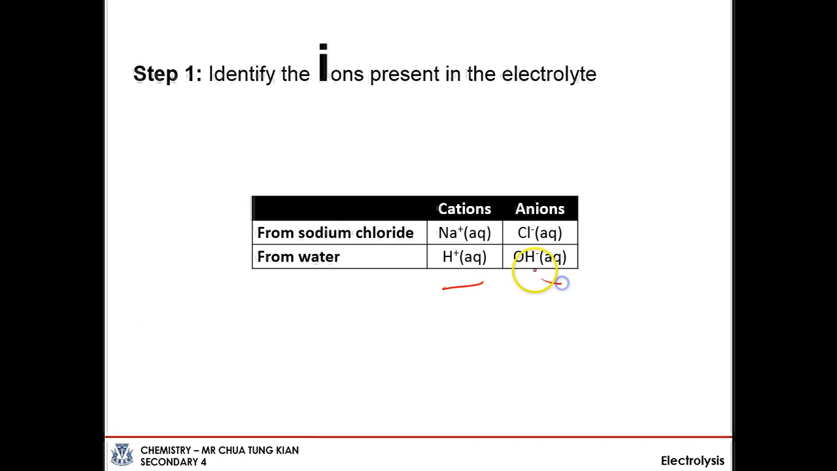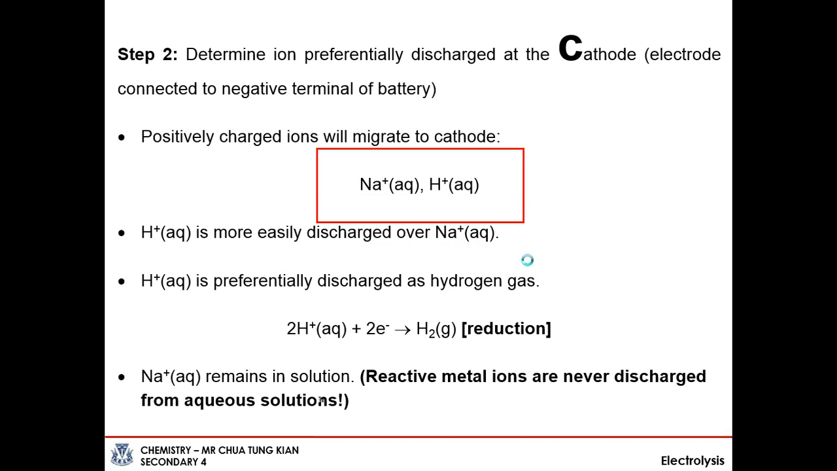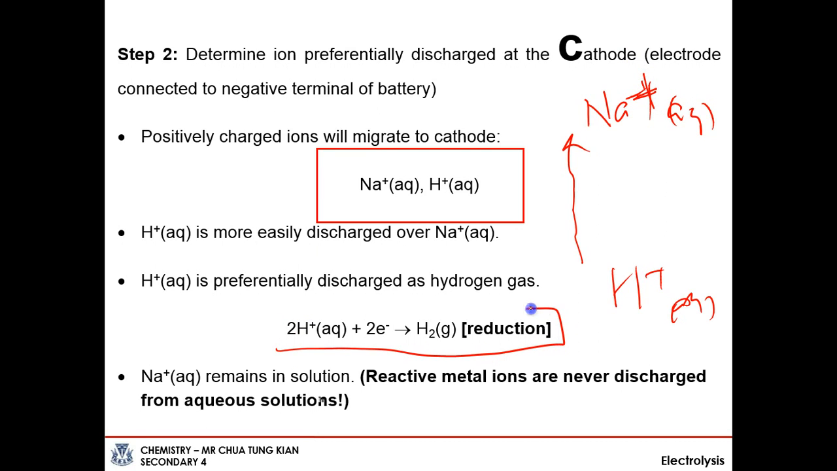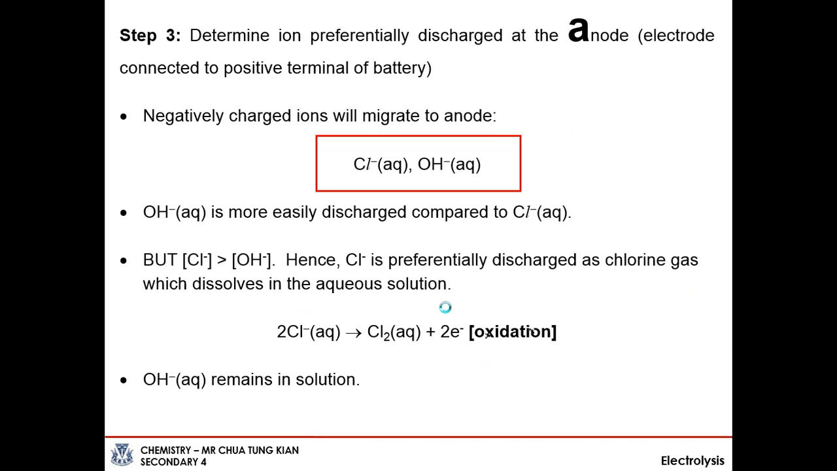So identify the ions, no change. Na plus, Cl minus, H plus, and OH minus, no change. But now this is a little bit different. At the cathode, you still have Na plus and H plus ions. And if you recall, Na plus ions are almost never discharged. In fact, you can say that they are never discharged when they are in aqueous solutions because H plus is always present, and Na plus is so far away from H plus ion. So H plus will still be discharged, and it will be discharged as hydrogen gas. Okay, so this is a reduction.